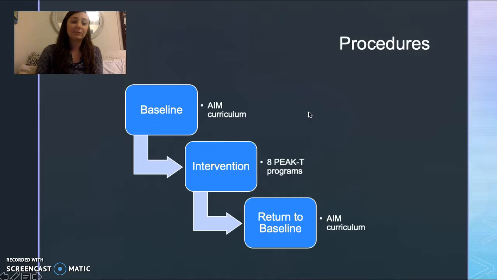This study consisted of 3 phases: baseline, intervention, and return to baseline. Initial baseline consisted of implementing 1 daily scripted session from the AIM curriculum. Intervention consisted of a PEAK-T program that formatted ACT into the DTT structure, which consisted of 8 different programs. And return to baseline had identical procedures to the initial baseline with the AIM curriculum.